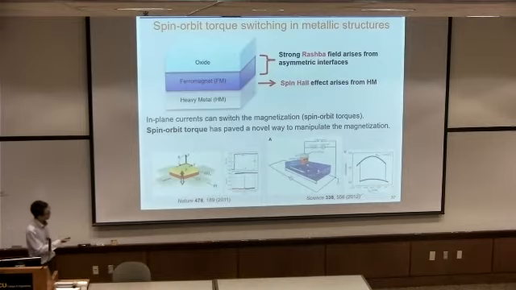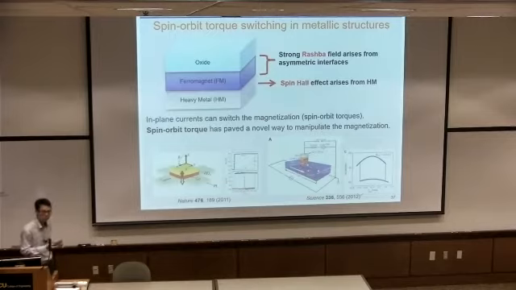And this was followed by the Cornell work in 2012, where they used tantalum and cobalt iron boron, and they were able to show switching from left to right or right to left, depending on the current direction. But in this case, the accumulated spin is collinear with the magnetization direction of cobalt iron boron.